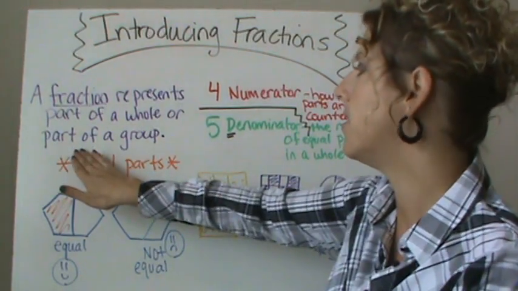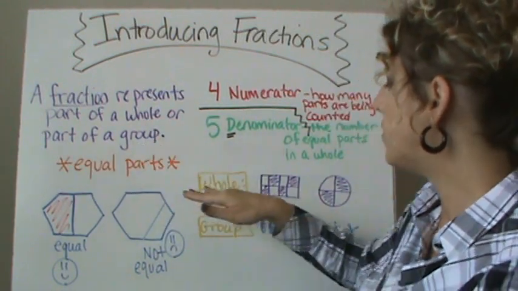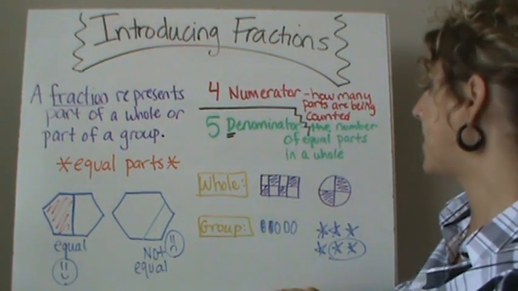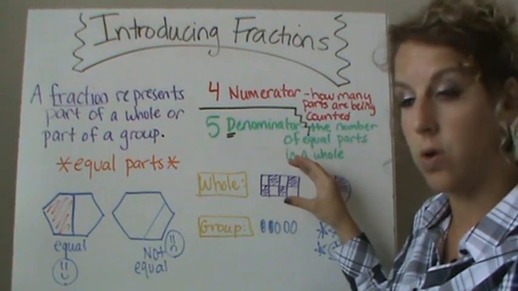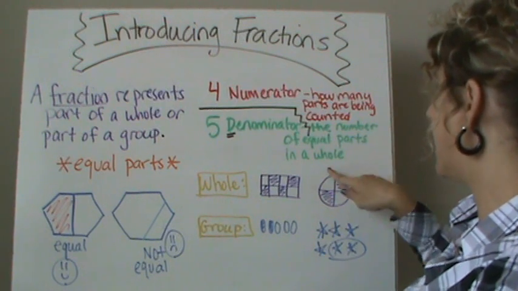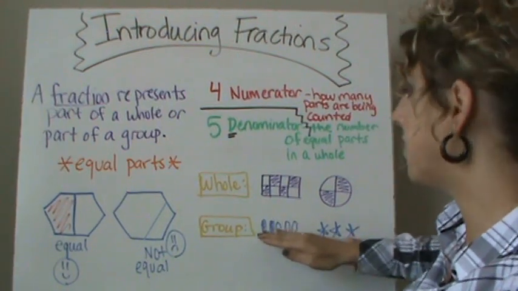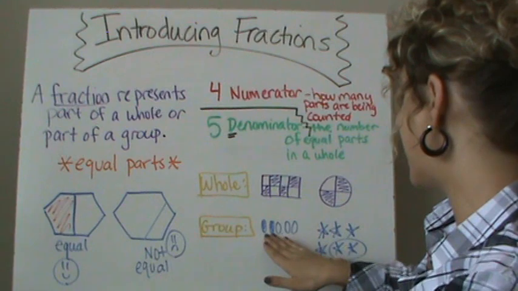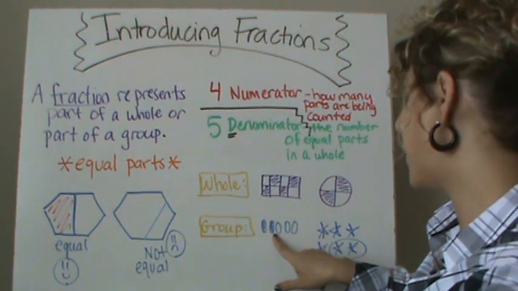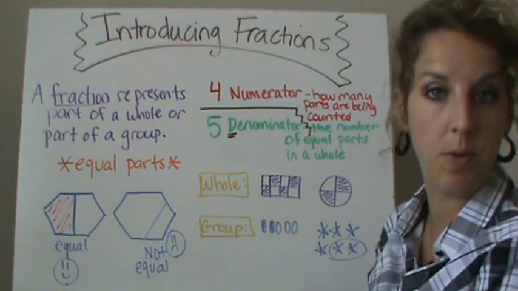Now going back to the definition, it says that it could be parts of a whole or parts of a group. So if we look here, parts of a whole: if I have a whole candy bar and I eat 4 pieces, that's 4 pieces of a whole. Or if I have a pie and I have 2 pieces shaded in, that's 2 pieces of a whole. If I look at an example of parts of a group, maybe I have jelly beans and I eat 2 of them, that would be 2 parts of a group. So there's 5 objects and I only eat 2 of them.